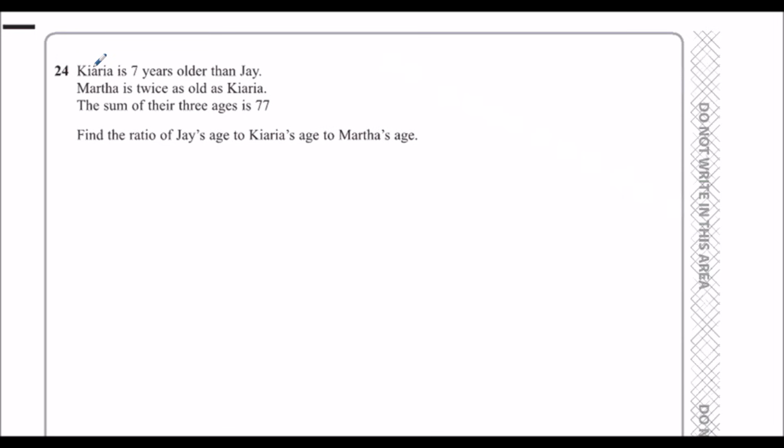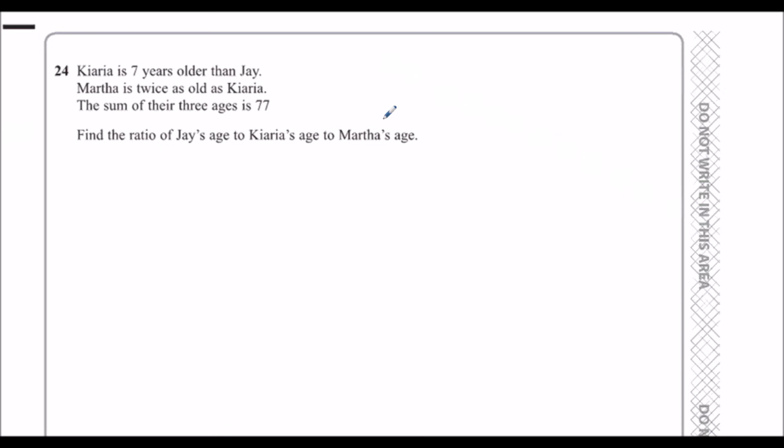Question 24. Kiaria is 7 years older than Jay. Martha is twice as old as Kiaria. The sum of their 3 ages is 77. Find the ratio of Jay's age to Kiaria's age to Martha's age.